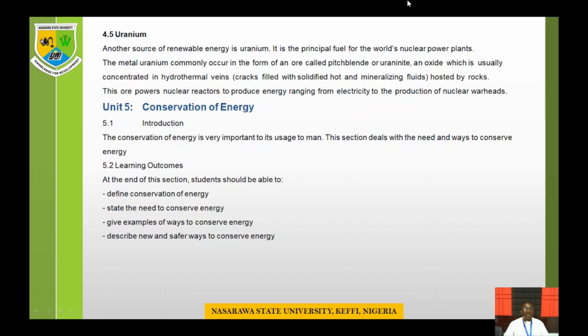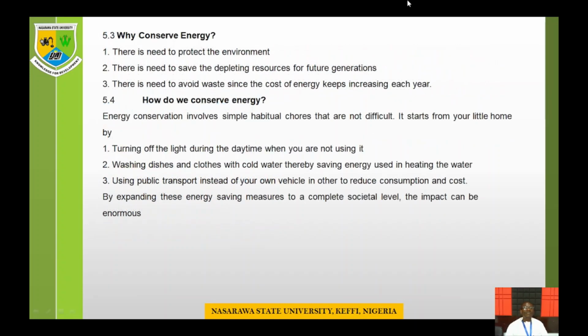As part of the learning outcomes, the students should be able to: 1. Define conservation of energy, 2. State the need to conserve energy, 3. Give examples of ways to conserve energy, and then 4. Describe new and safer ways to conserve energy. The question is, why conserve energy? I've mentioned 3 reasons here.